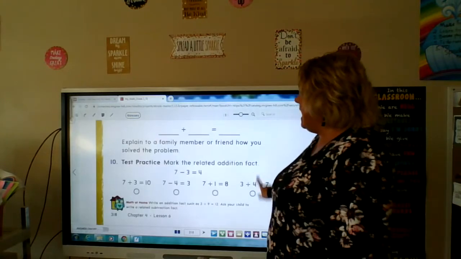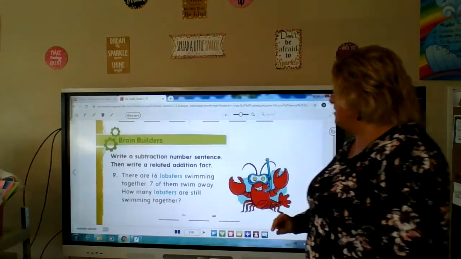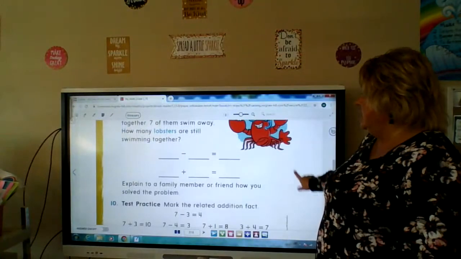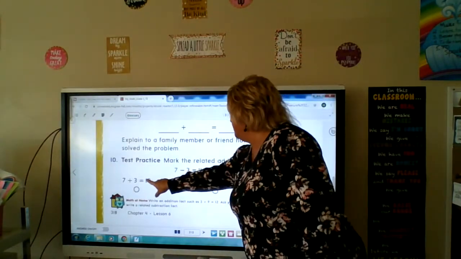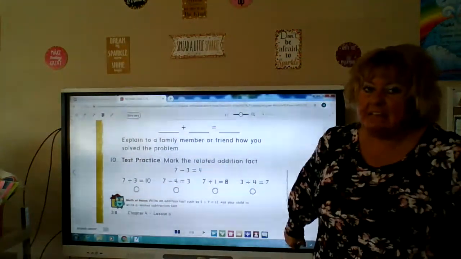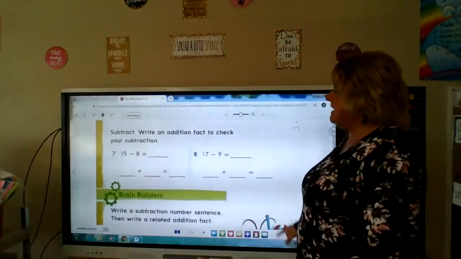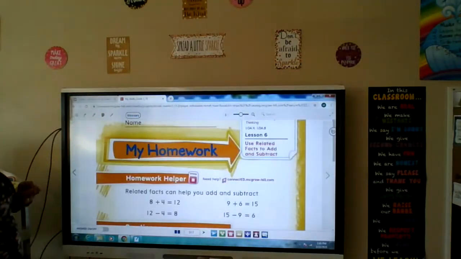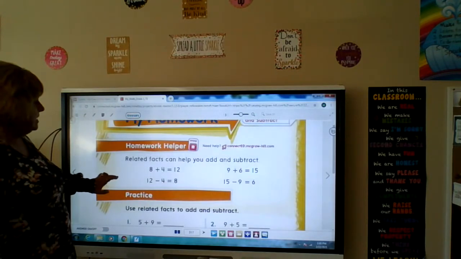And then the back side, we have a few more, and then write a subtraction number sentence, 16 minus 7. And then at the bottom, 7 minus 3 is 4. Pick the related addition fact. So Mrs. Davies' class is going to do page 317 and 318. And you guys are going to upload it and send it to me. Okay? So only my class.